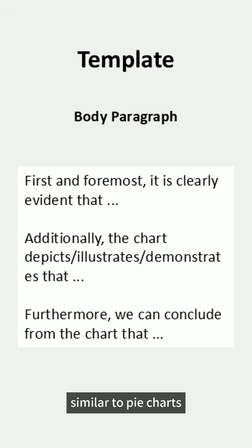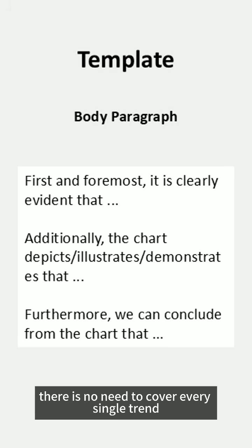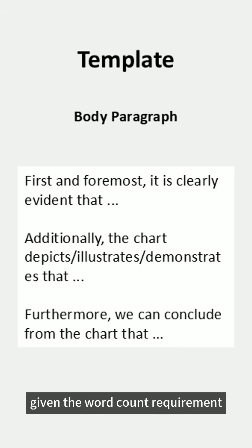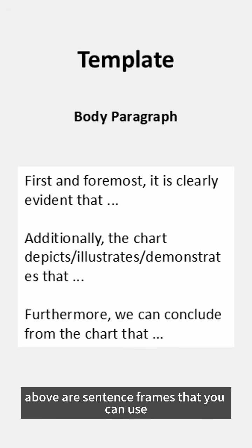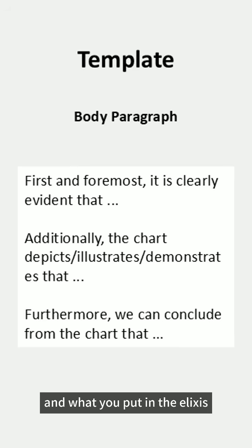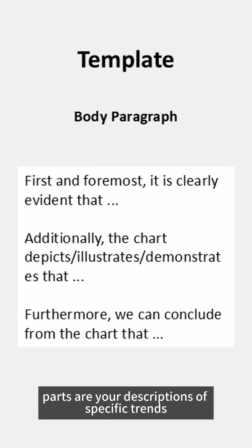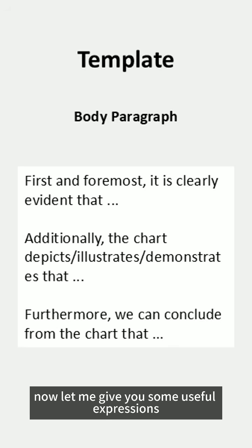Similar to pie charts, there is no need to cover every single trend in your writing given the word count requirement. Select the most prominent trends and put them in a logical order. Above are sentence frames that you can use, and what you put in the ellipsis parts are your descriptions of specific trends. Now, let me give you some useful expressions for different types of trends to help you fill in the blanks of the templates.